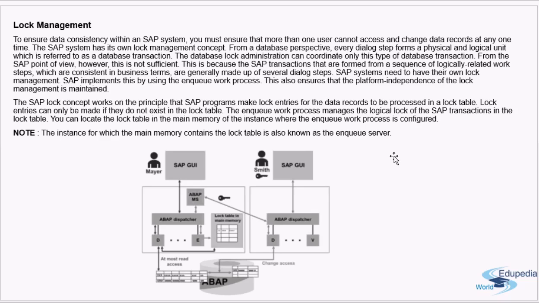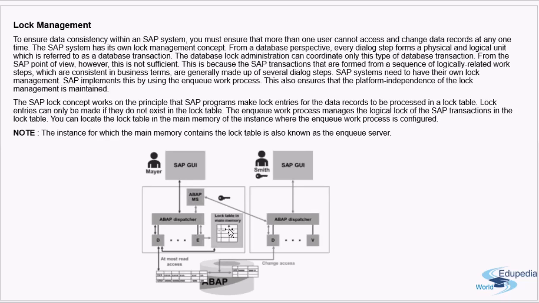So SAP maintains all this locking, the history of the locks and the current locks, in a table known as the lock table, which is present in the main memory of the SAP application server. Wherever that enqueue work process resides, in that same instance the lock table is created. Okay, so every SAP system must have at least one enqueue process, and it can have more. If we have more than one, all those enqueue work processes have to be configured on the same instance, the same application server, because the lock table resides in that particular instance only.